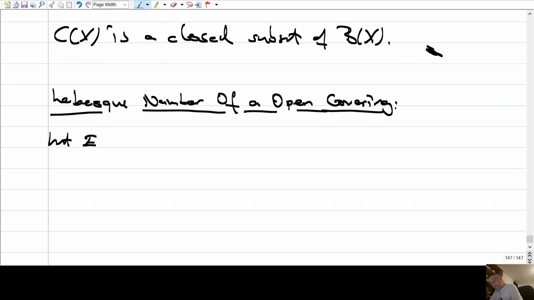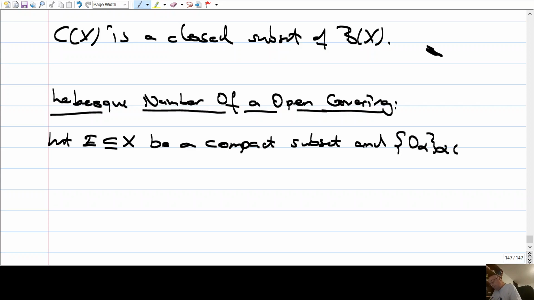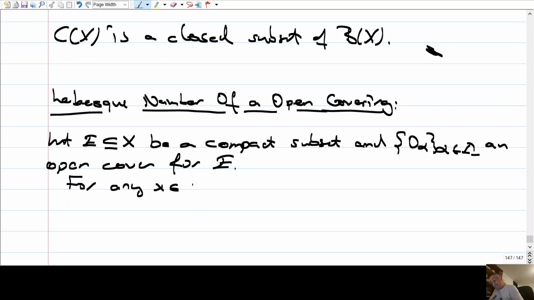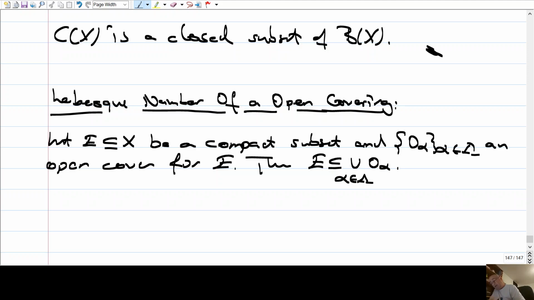let E be a compact subset, and O alpha an open cover for E. I know that since E is compact, finitely many O alphas cover E. But what I will do is something slightly different than that. Then E is, of course, a subset of the union of O alphas, because it's an open cover. Now, I'll do the following.